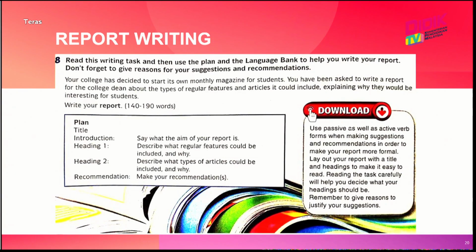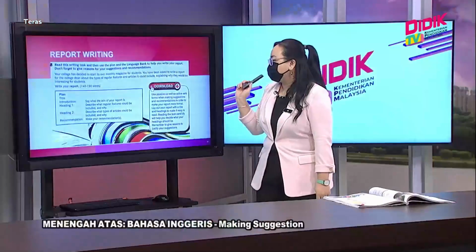So you have to write your report with the title, introduction, heading 1, which is regular features, heading 2, articles, and last we will have recommendations. You can use either the passive form or the gerunds, right?